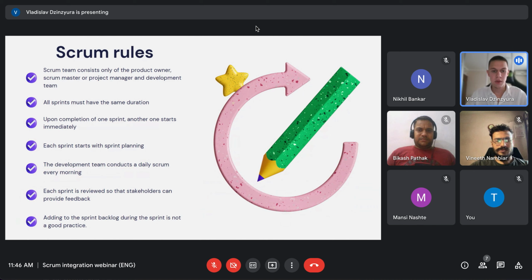The development team conducts a daily scrum every morning. So yeah, the daily scrum takes place every morning at the same time and for the same duration. Each sprint is reviewed so that stakeholders can provide feedback. So yeah, after we finish the sprint, as I already said, we should provide some kind of review to the client, to our stakeholders, so that we can gain some feedback and then move on to improvements or other different tasks.